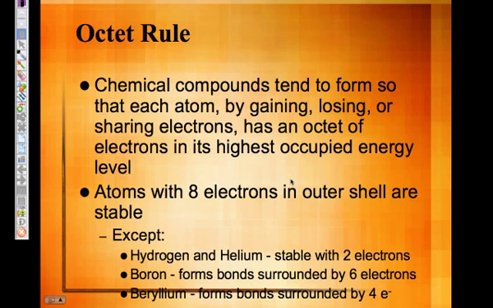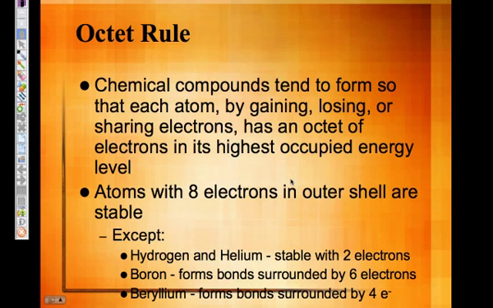The atoms want to have a full octet. They want to have 8 valence electrons, so they're stable like a noble gas, because noble gases all have 8 valence electrons. So they are going to form compounds so that each atom, by either gaining, losing, or sharing electrons, has an octet in its valence shell. And if you have 8 electrons in the outer shell, they are stable.